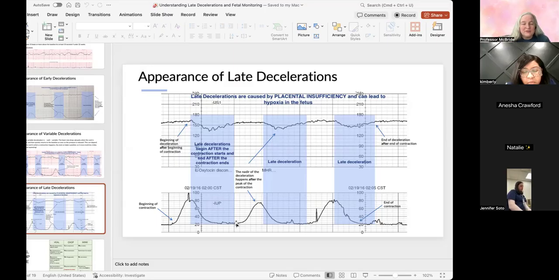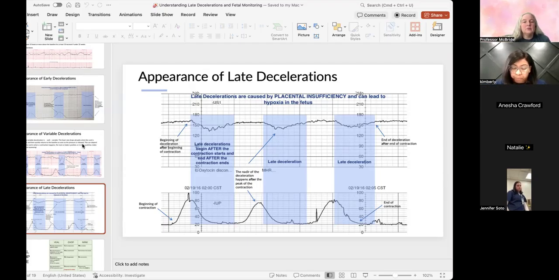If the word after is in your sentence, it's a late deceleration. It happens after the contraction starts and it ends after the contraction ends. And this one, guys, is the most worrisome. All right. This is, when we look at VEAL CHOP, a sign of placental insufficiency, or you might also see it written as uteroplacental insufficiency, where we're just not getting enough oxygenated blood through the uterus to the placenta to give the baby the oxygen it needs. And so this drives hypoxia for the baby. This is dangerous. Okay, these are late decelerations.